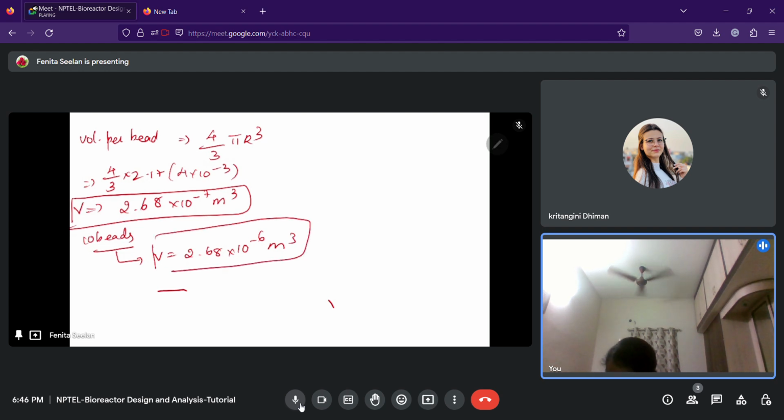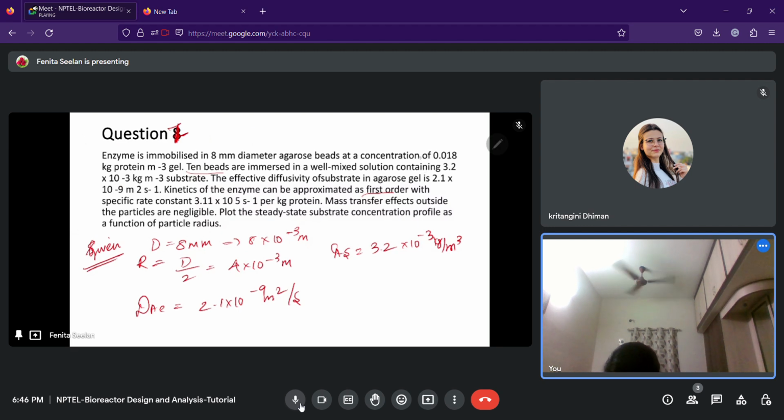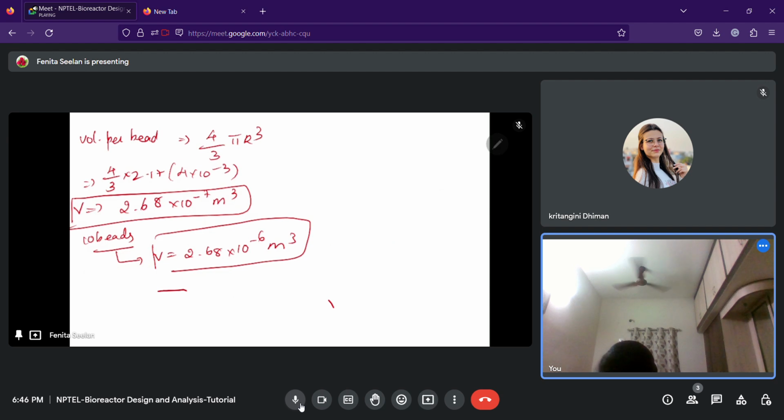Okay, so the amount of enzyme which is present in these beads, how can we calculate? The number of beads into your concentration. That would be 2.68 into 10 power minus 6 into your 0.018 kg of protein and gel, which is 4.83 into 10 power minus 8 kg.